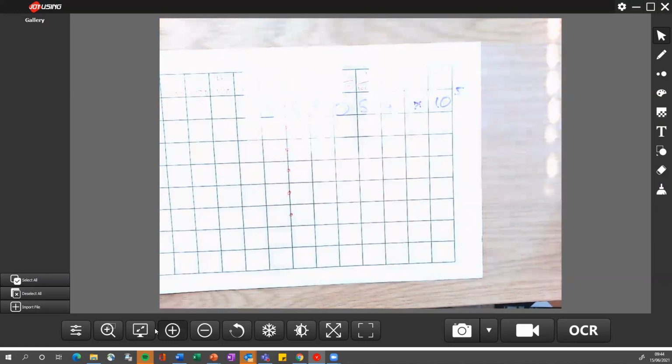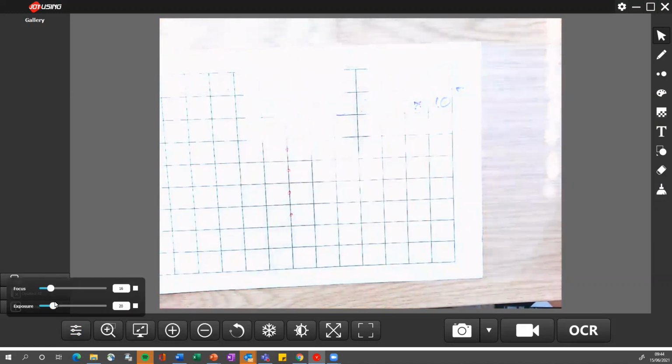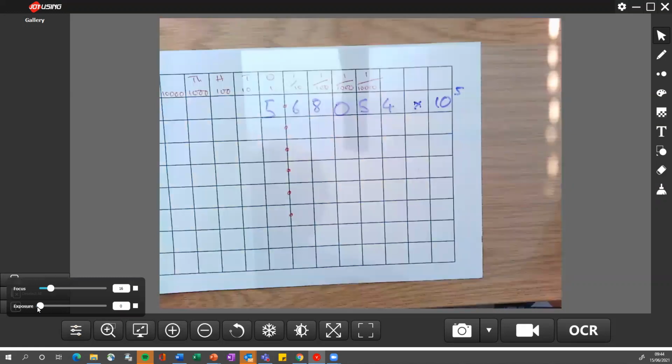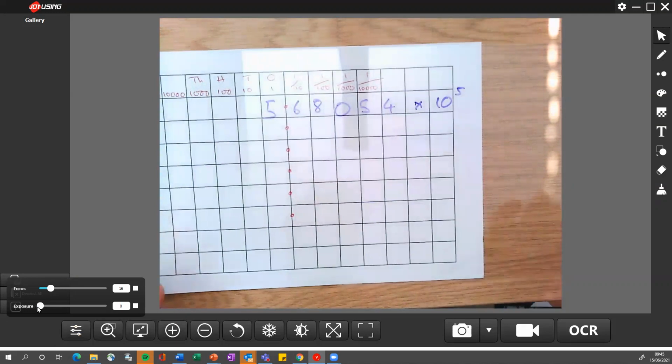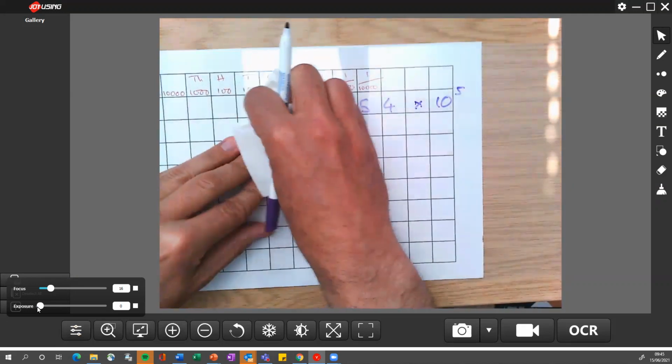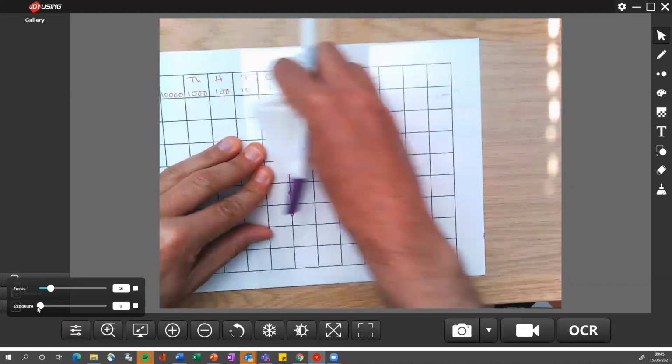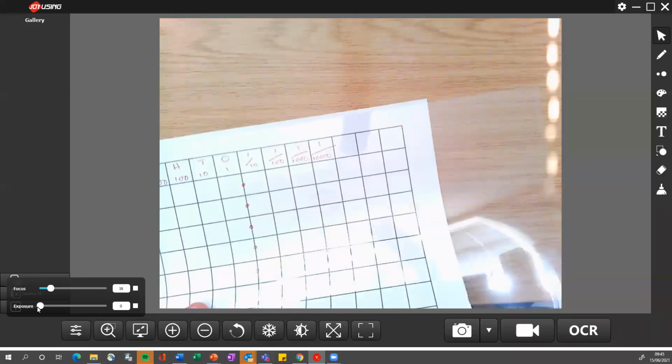So let's just move on. I'm sorry, I'm having to adjust the exposure as the sun comes in and out. So I'll just delete that, rub it out. And let's go to the next.